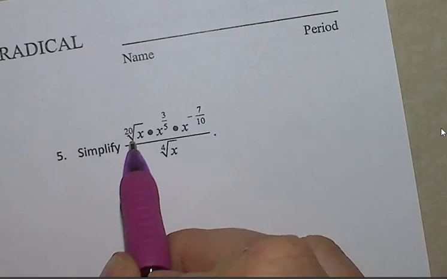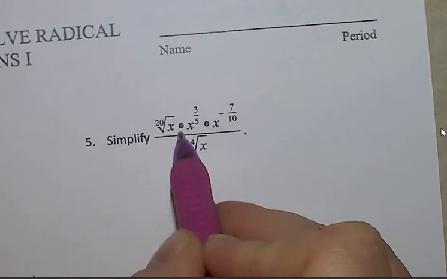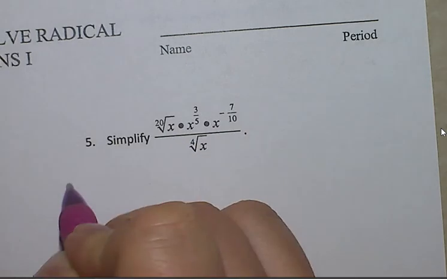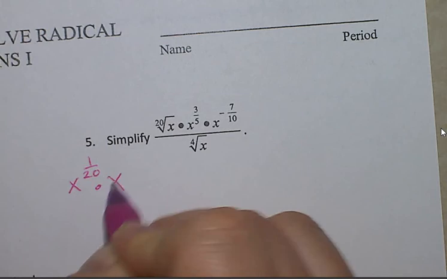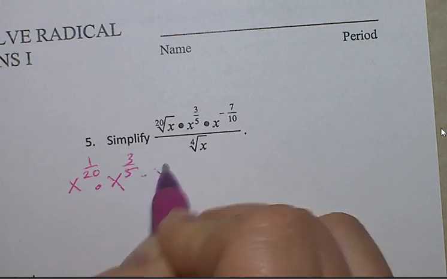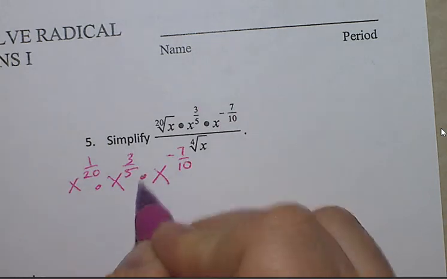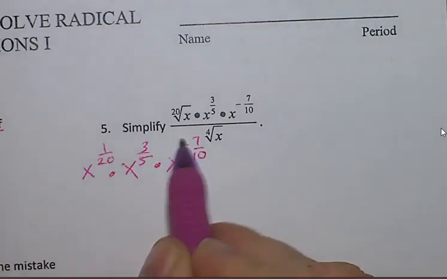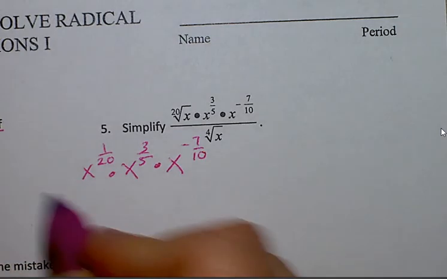Do you see how the bases are all the same here? I want to put them in the same form. That means I want to put them in rational form. So I have x to the 1/20th times x to the 3/5 times x to the -7/10. A few students in previous classes said, Ms. Bradley, you can't do it because you have a negative exponent. Your final answer can't contain a negative exponent, but as you simplify, you can have it.